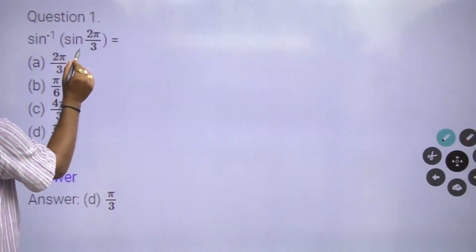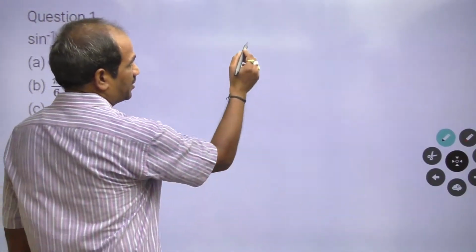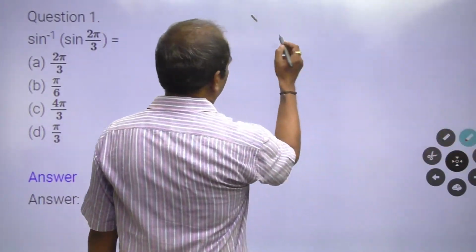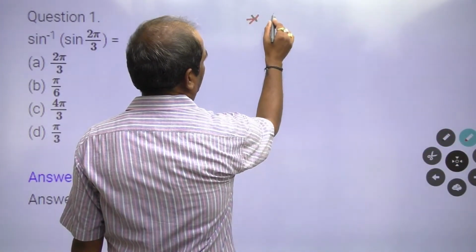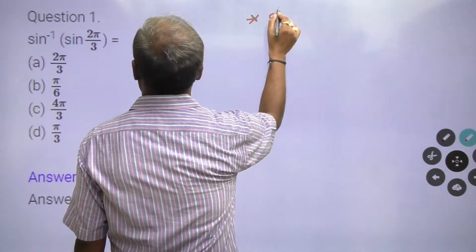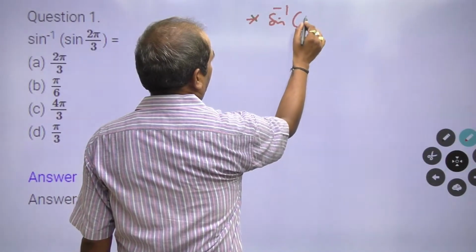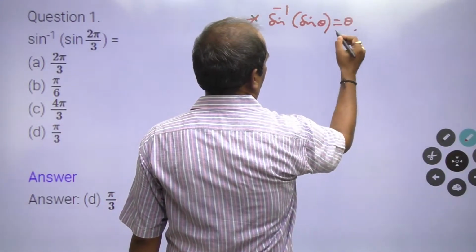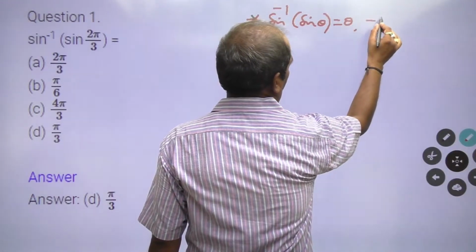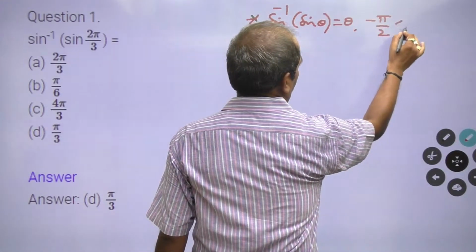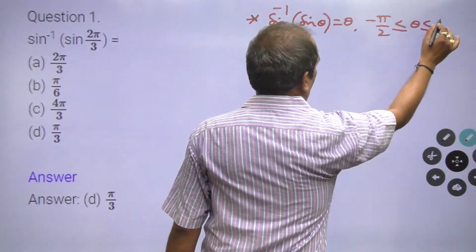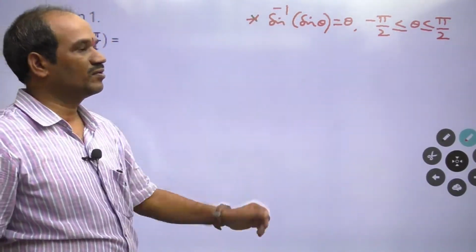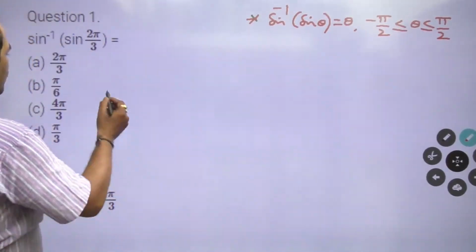So sin inverse of sin theta. See here in this formula, sin inverse of sin theta is equal to theta, under the condition that theta lies in the closed interval minus pi by 2 to pi by 2. So here in this solution.